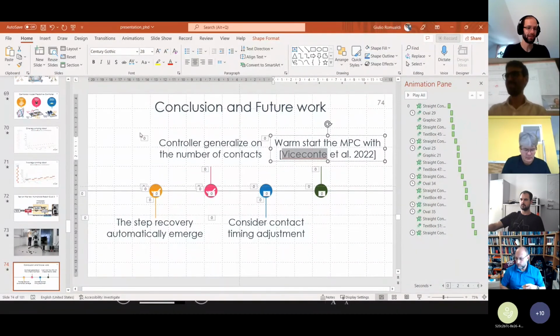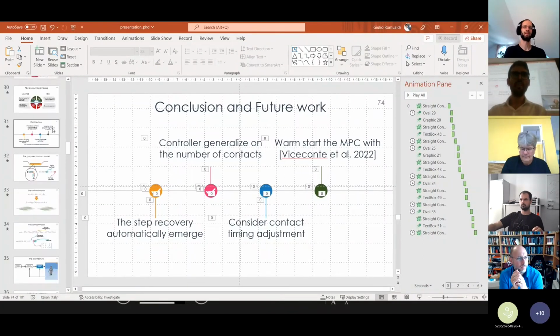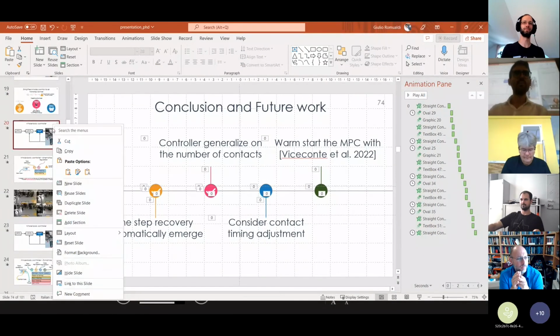You showed in one of your sets of experiments that the instantaneous controllers outperformed the MPC controller. Do you have a reasoning for that? Why could that be?